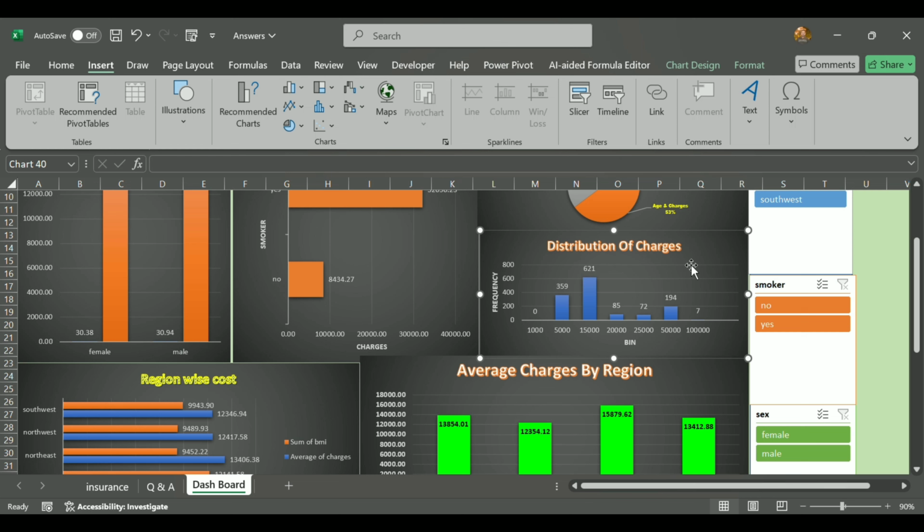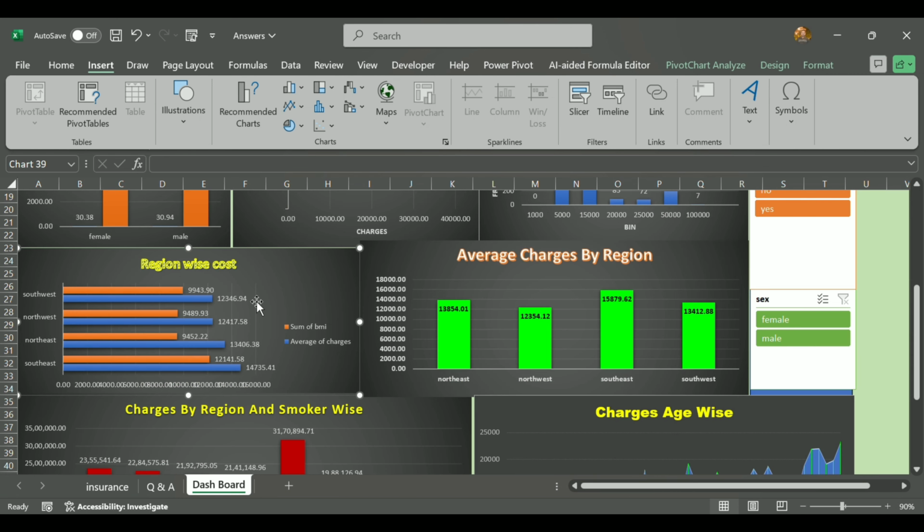Next, I created a chart to analyze the distribution of medical charges across all individuals in the dataset. From this chart, we can see that most medical charges fall below 15,000, meaning the majority of people are spending within this range. This indicates that low to moderate medical costs are most common, and only a smaller portion of individuals have very high expenses.